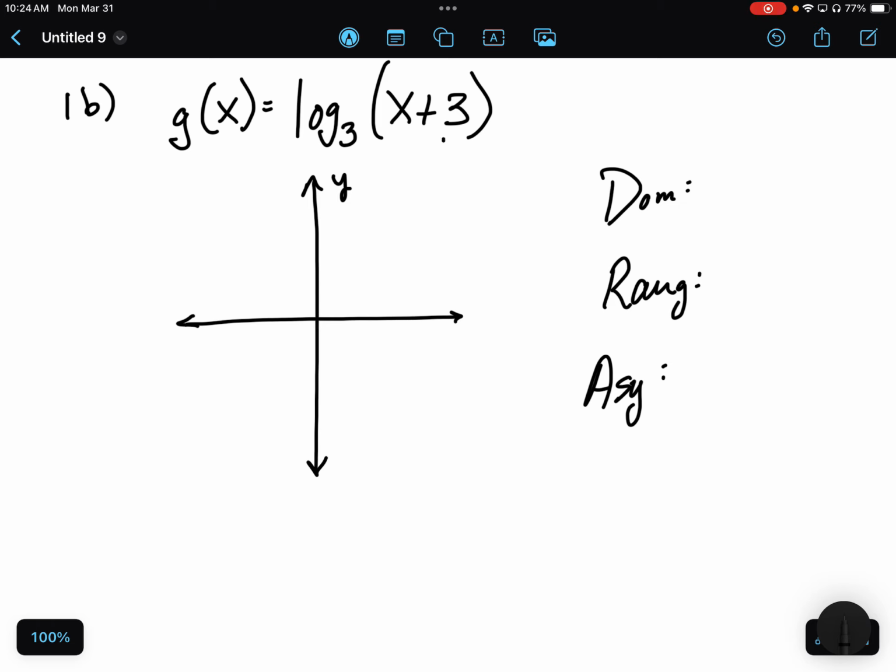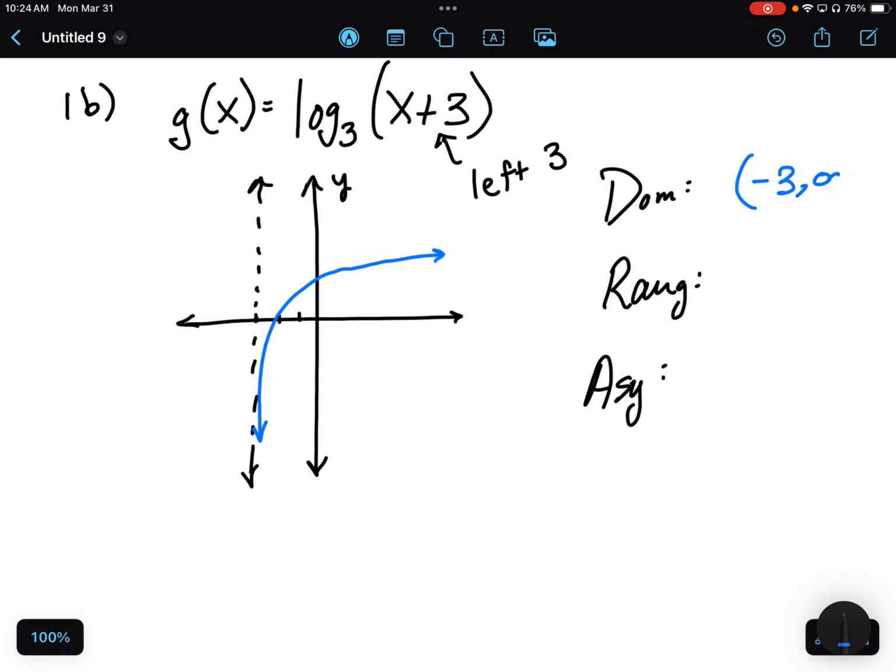Now when you have a plus 3 on the inside like that, that should shift everything to the left 3 spaces. So 1, 2, 3. I have the asymptote running north and south this time. And then this would come up in here and go out that way. So my domain was from negative 3 to infinity. The range was all real numbers, or negative infinity to positive infinity. And the asymptote would be x equals negative 3 this time, because I moved it left 3.